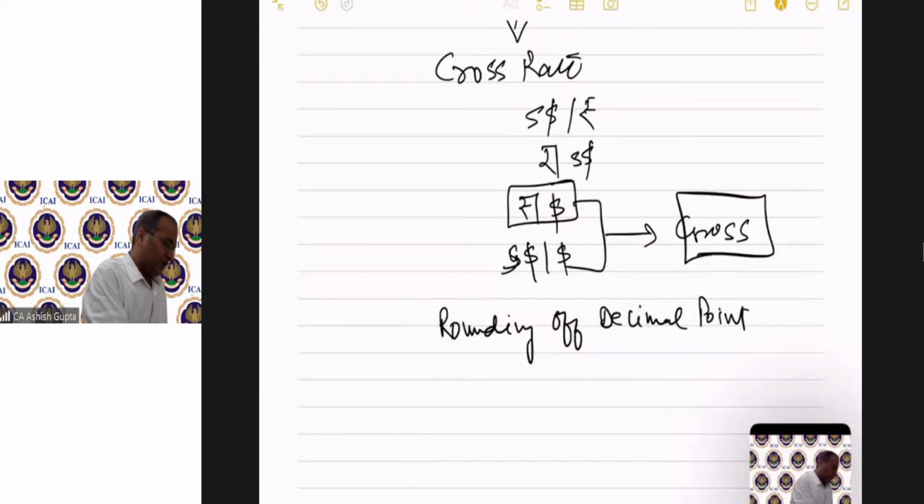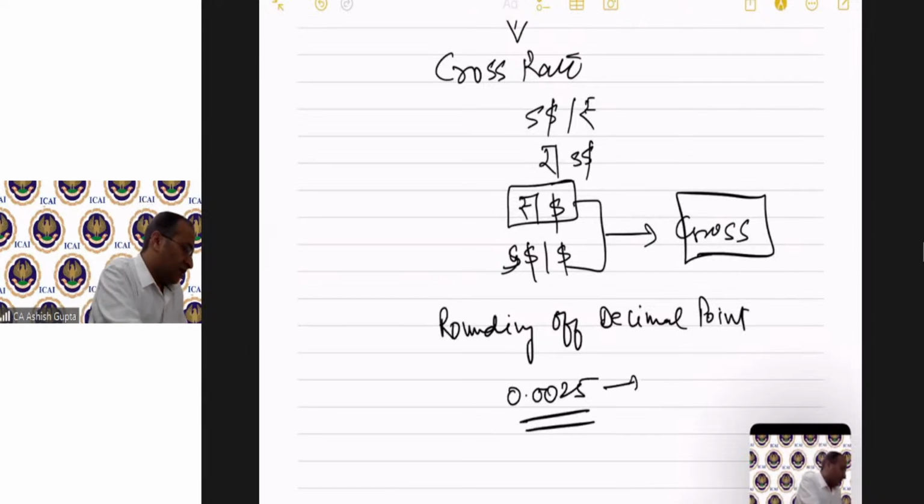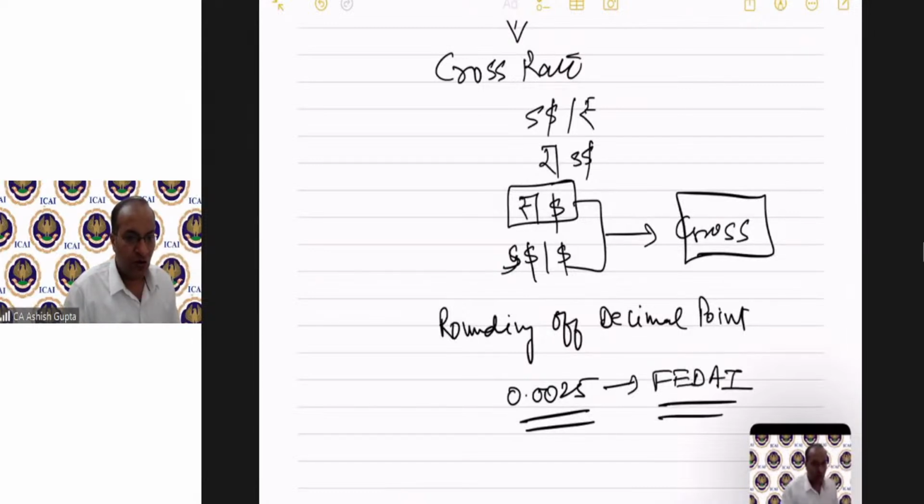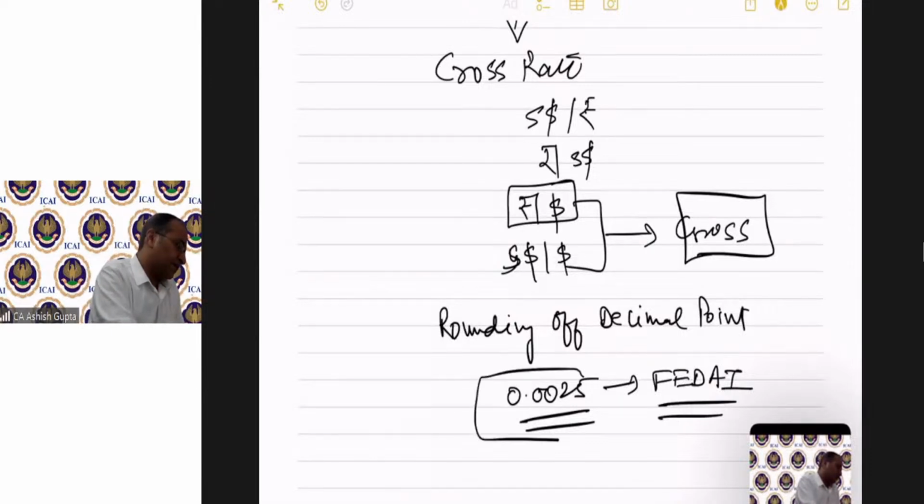Now, student, if you see in today's question, normally our rounding off was to multiples of 0.0025. This rounding off is as per the FEDAI guidelines. So please note that, student. Now, in that case, what happens? If it has been mentioned that please follow the FEDAI guidelines, then please round off your calculation to these multiples. Otherwise, you can continue with the same, because we consider both ways.